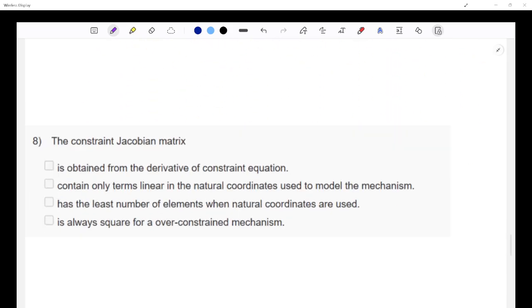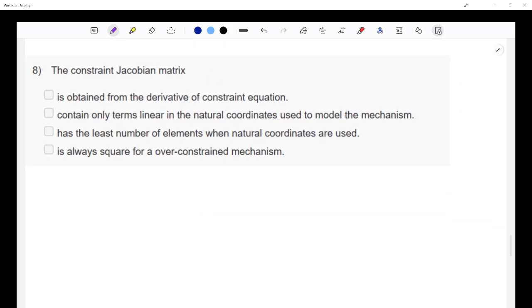We'll move to the next question. The constraint Jacobian matrix is obtained from the derivative of the constraint equation, contains only terms linear in the natural coordinates used to model the mechanism, has the least number of elements when natural coordinates are used, is always square for over constraint mechanism.